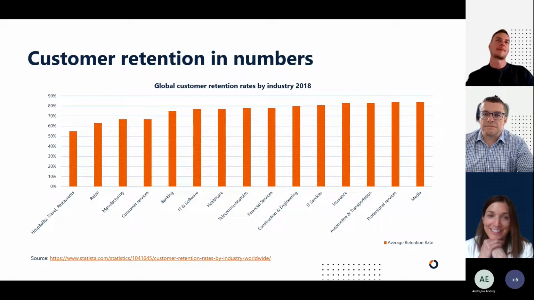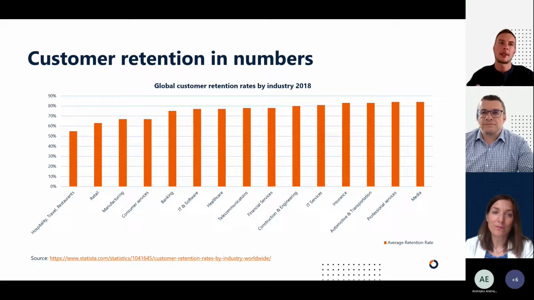So when we look at it in numbers, and we take a look at data from 2018 on a global level, we can see that the retention rate differs a lot industry by industry. On one hand, we have media, professional services, or let's say automotive, that reach customer retention at, let's say, 85%, which is a very nice number. On the other end of the spectrum, we have hospitality, travel, restaurants, retail, manufacturing, etc., that manage to retain only somewhere between 50 and 70% of their customers.